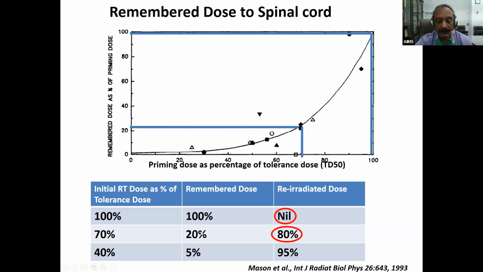Sorry, if you deliver 40% of the tolerance dose during first irradiation, then it will remember nothing. Close to 100% it will forget, which means that close to 100% of the tolerance dose you can deliver to the spinal cord now. But remember that these data are from animal experiments. We cannot just apply the same figures to human beings, but certainly it is giving a very important message that in human beings also there is repair of the spinal cord, and this repair will depend upon the priming dose to the spinal cord.